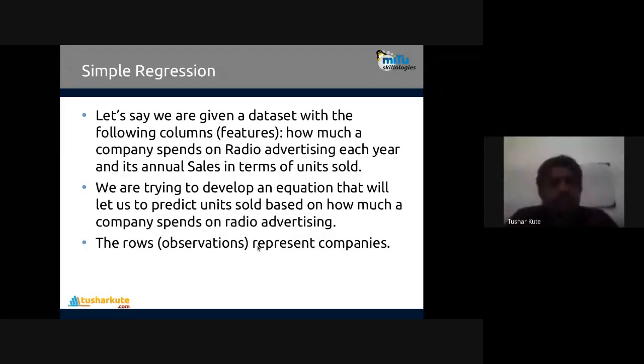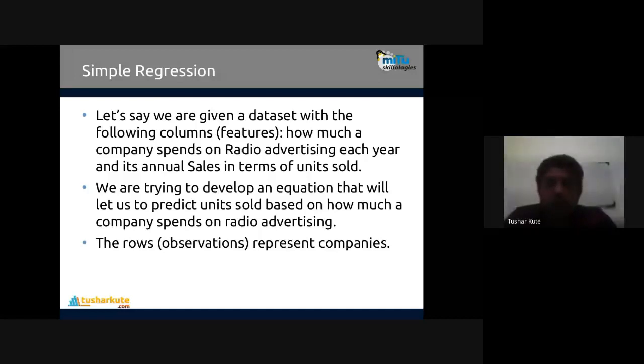Simple regression. Linear is called a simple regression. Let's have an overview of it theoretically. So let's say we are given a data set with the following columns, features: how much a company spends on radio advertising each year, and annual sales in terms of units sold.